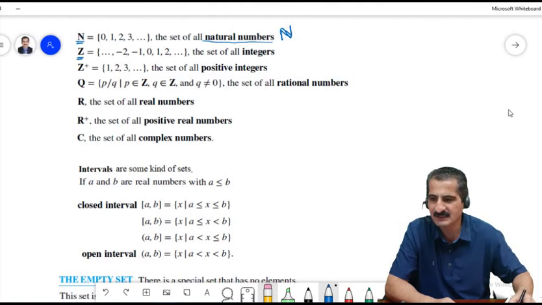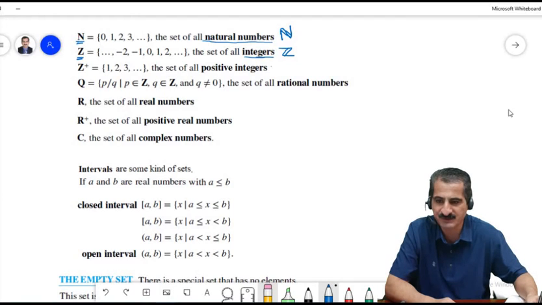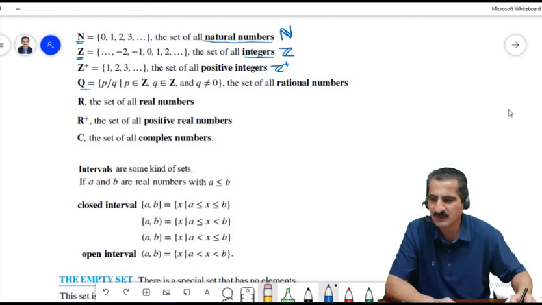Z is the set of integers, all integers: positive, negative, and 0. So this is the set of all integers, and we will adopt this notation for it. Z plus is the set of positive integers. When we say plus here, we mean the set of positive integers. Q is the set of rational numbers, p over q, where p is in Z, q is in Z, but the denominator is not 0. So this is the set of rational numbers, and we will denote it like this, Q.